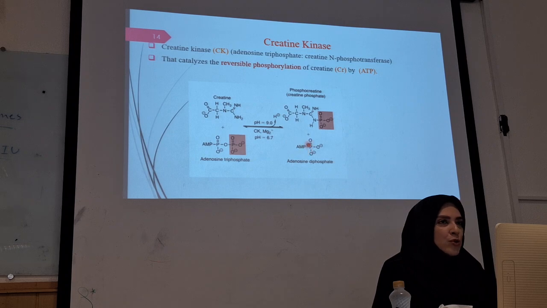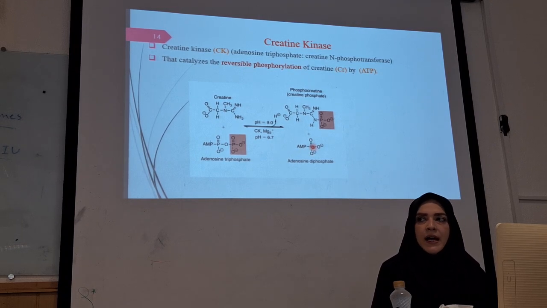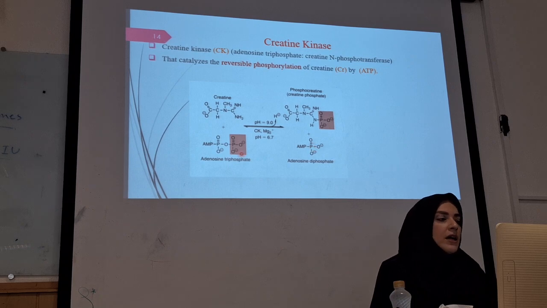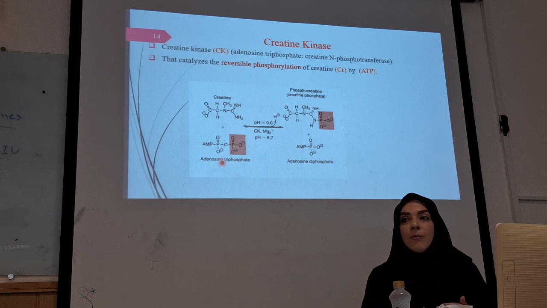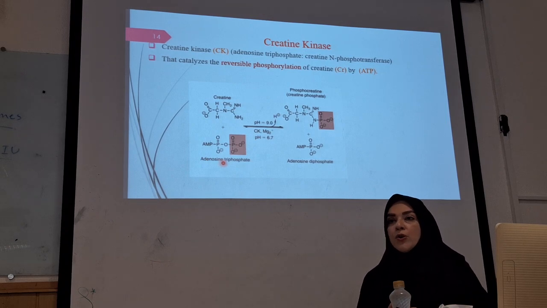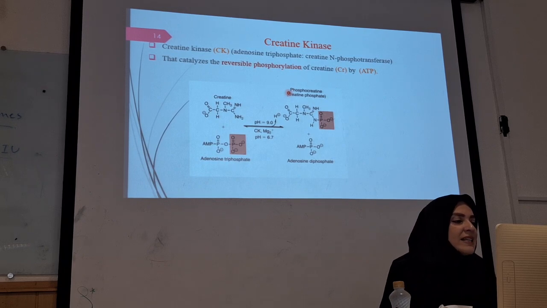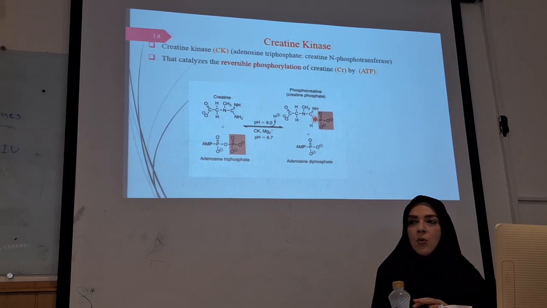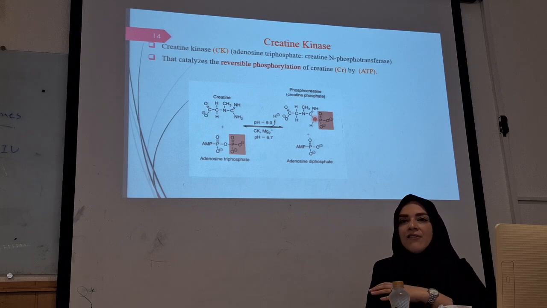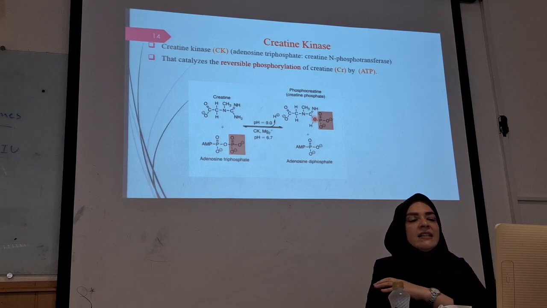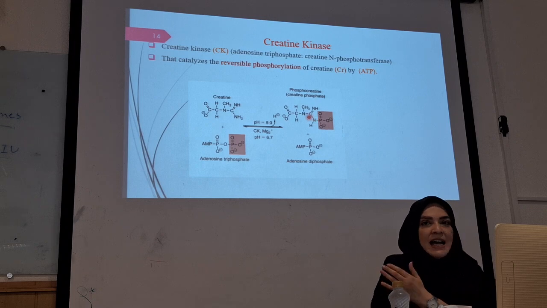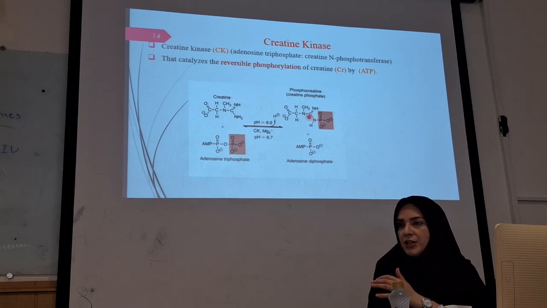Is it actually a high energy compound? ADP is high energy or no? Which of them has more energy? ATP. So, because our body wants to regenerate and reform ATP, it can use a phosphorylated form of creatine. So, in a muscle, we have a phosphorylated form of creatine as a reservoir of energy.